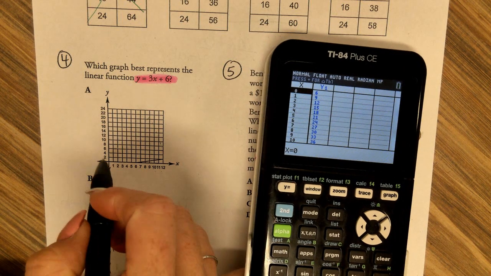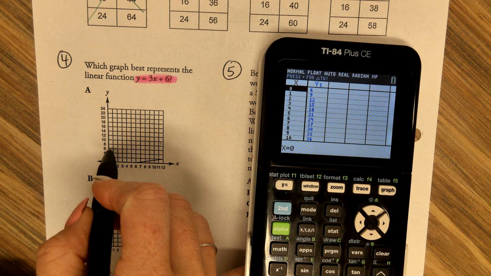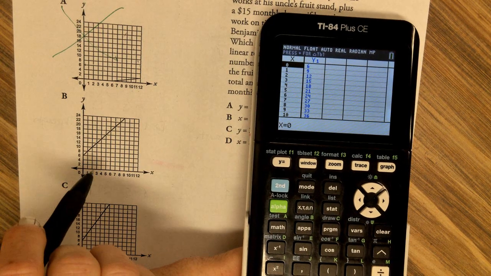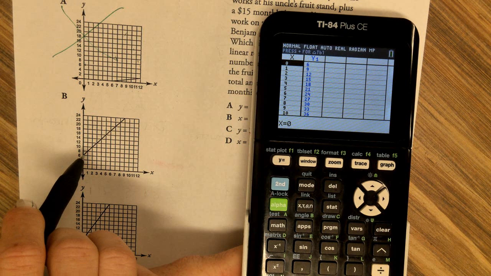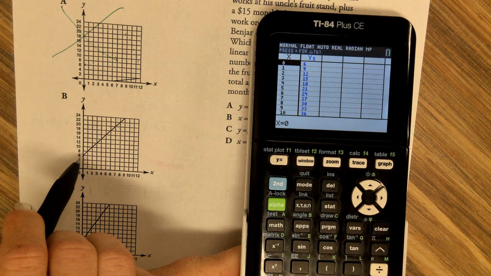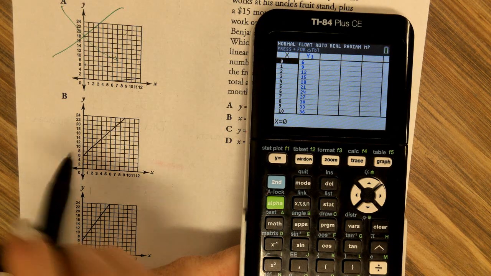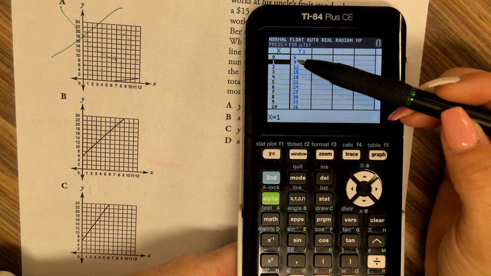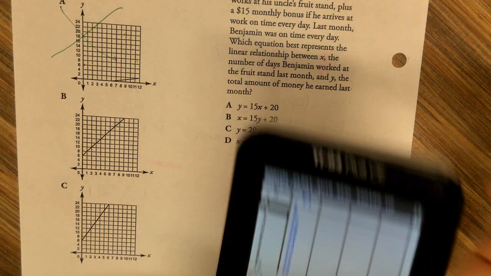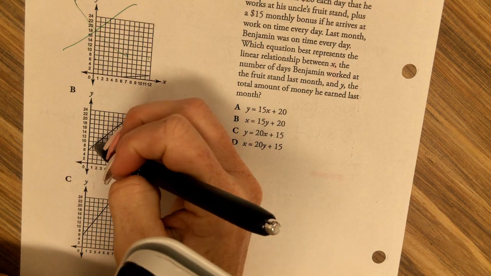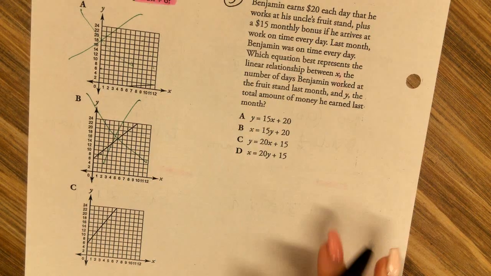So go to A. When x is 0, is there a dot at 6? So it's not A. Let's go to B. When x is 0, go to 6. Is there a dot? Yes. Do I pick that? Or do I check some more? All right, let's check when x is 1. When x is 1, look at my table. Everybody look. What is y? All right, so when x is 1, is it at 9 or is it at 8? 8. So B is out.